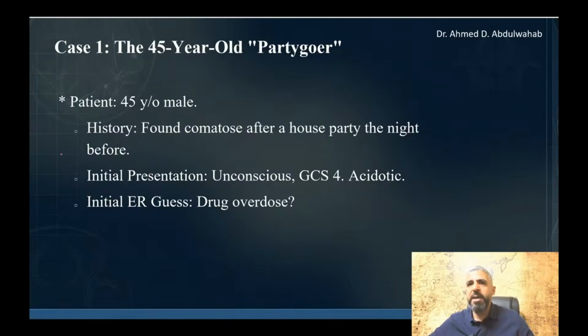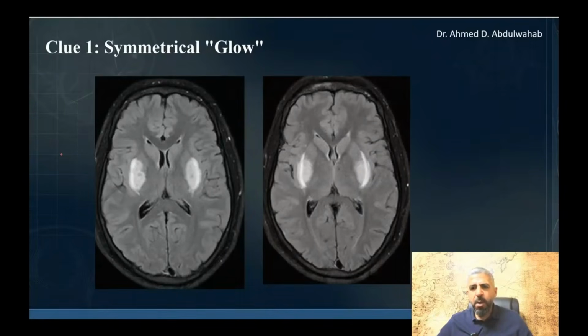Let's look at the clues. Clue number 1, symmetrical glow. Here is the glow, perfectly symmetrical. What neighborhood is it in? The putamen, the outer basal ganglia structure. This is different from CO poisoning, if you remember, from episode 2, which targets the inner pallidus. We are dealing with an outer basal ganglia pathology. So, globus pallidus, putamen.